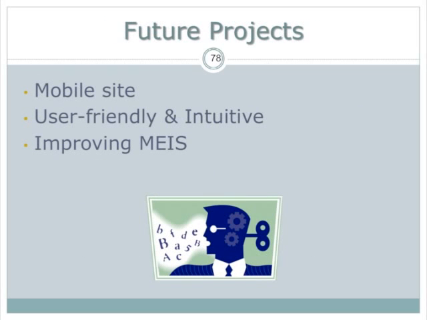Future projects that we're working on: we're looking at building a more mobile licensing system. The primary focus is on professional learning, so educators can monitor and update their professional learning right from their devices, making it more user-friendly and intuitive. We're always taking suggestions, so please feel free to give us suggestions anytime you would like. And we are improving the MEIS, the site where you create your username and password.